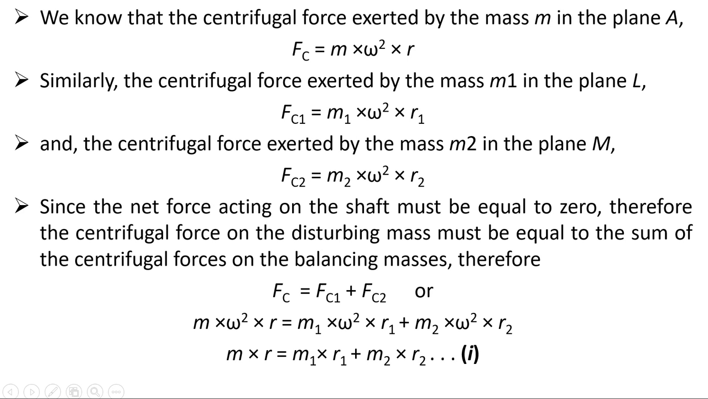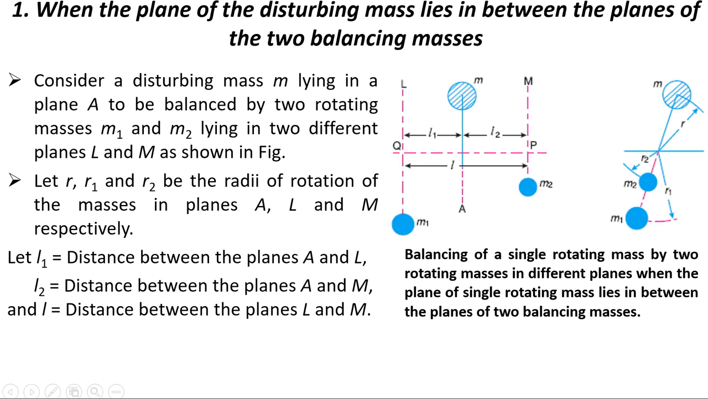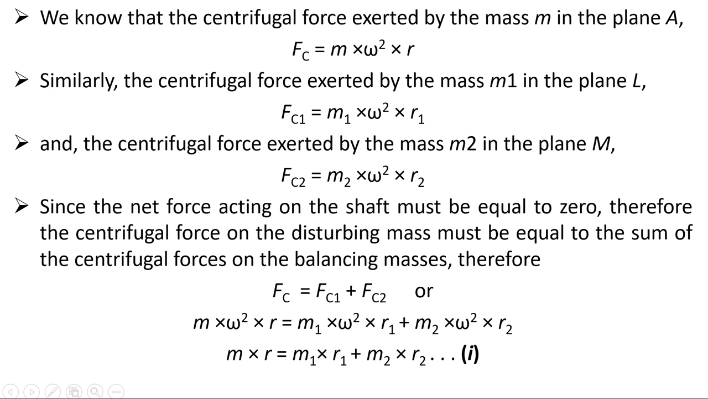So here, Fc1 for the m1 plane will be m1 omega square into r1, and Fc2 will be m2 omega square into r2. Since the net force acting on the shaft must be equal to 0, the centrifugal force on the disturbing mass must be equal to the sum of the centrifugal forces on the balancing masses, because you are going to balance this center part with the two masses m1 and m2. So Fc should be equal to Fc1 plus Fc2.